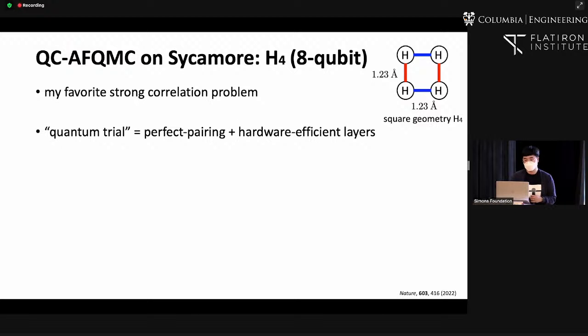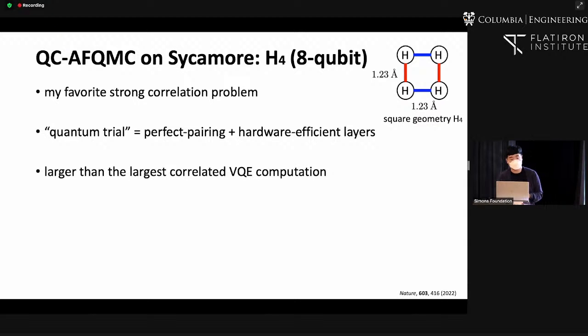My quantum trial has perfect pairing wave function. It's a jargon in our field. It doesn't matter if you understand this part. What's really important here is this quantum trial has an efficient representation on the quantum computer, not on the classical computer. And it goes far beyond the usual Hartree-Fock trial wave function that we do in AFQMC. This is already larger than the largest correlated VQE computation, which I said involves 6 qubits. So it's already more than 6 qubits.